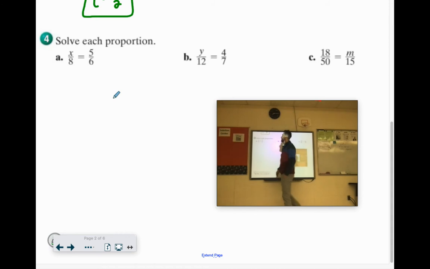So keep it going. I'd like you to try these 3 out, cross multiply, and then solve what's left, and then check back in.